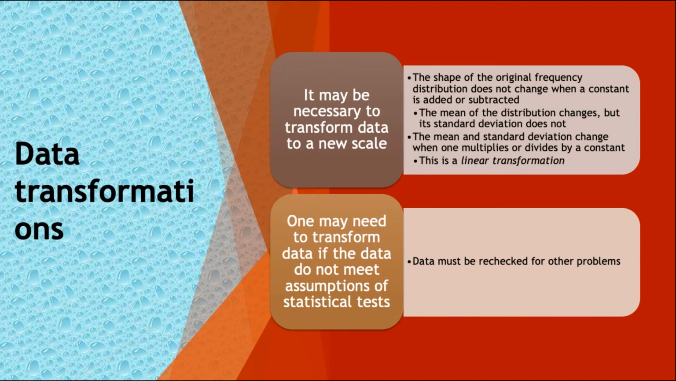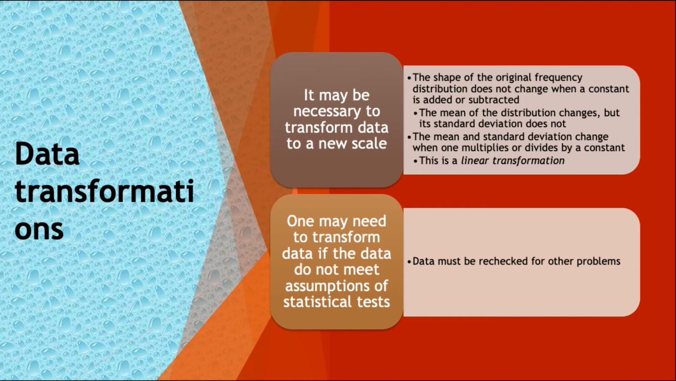So, data transformation. Sometimes you may find it necessary to transform your data to a new scale. For example, a simple transformation can be accomplished by subtracting a constant from your data. You may do this if the original numbers are very large. When you compute some statistics, a large number makes the computation difficult. Subtracting a constant from each score can make the numbers manageable without affecting the relationships within the data.